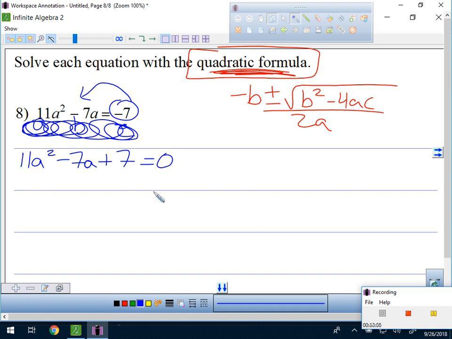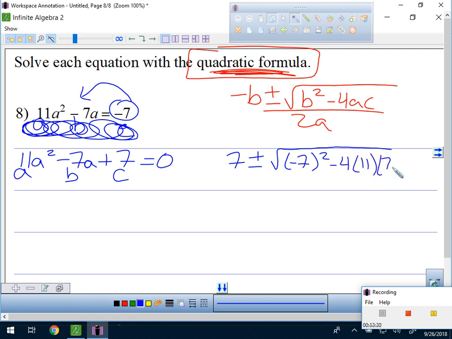Now I'm going to label A, B, and C. So I've got my A, my B, and my C, and now we can plug that into my quadratic formula. Be careful. B is negative 7. This is already a negative B. So I'm going to have 7 plus or minus the square root of negative 7 squared minus 4 times 11 times 7 all over 2 times 11. Now, if you remember when I taught this, can you type that whole thing into your calculator? No, unfortunately not. The only thing you can type in is the discriminant, and don't put the square root up in there.